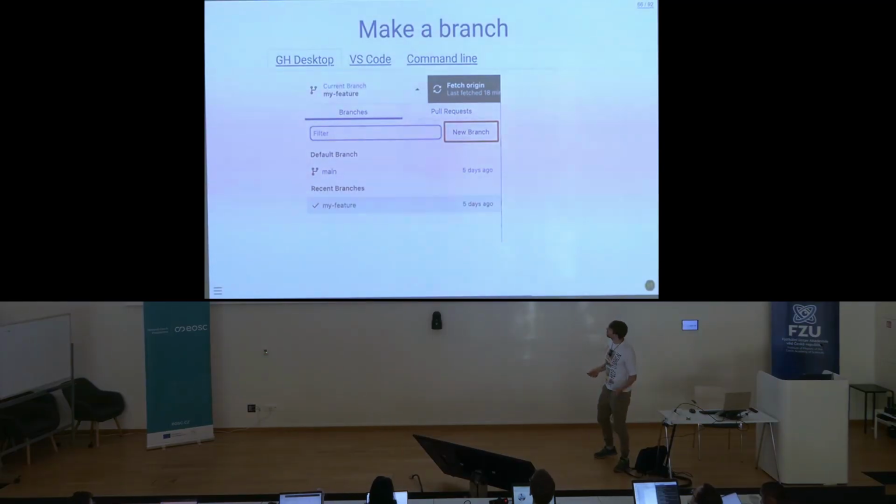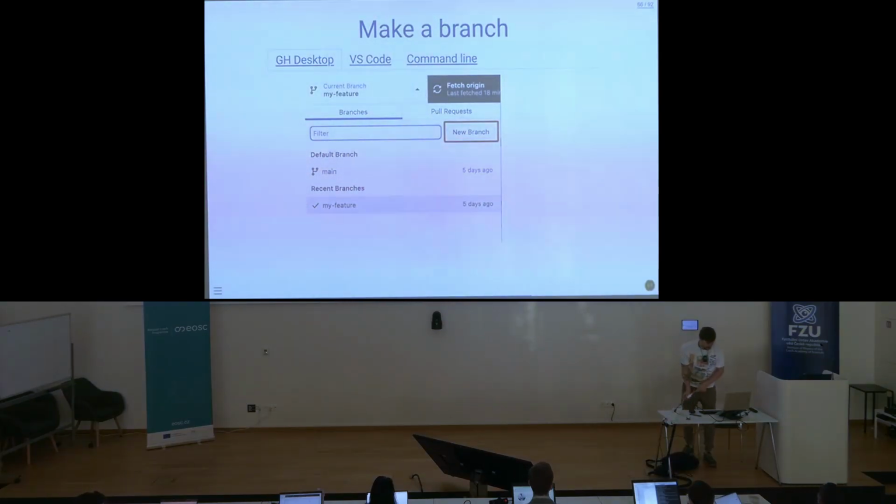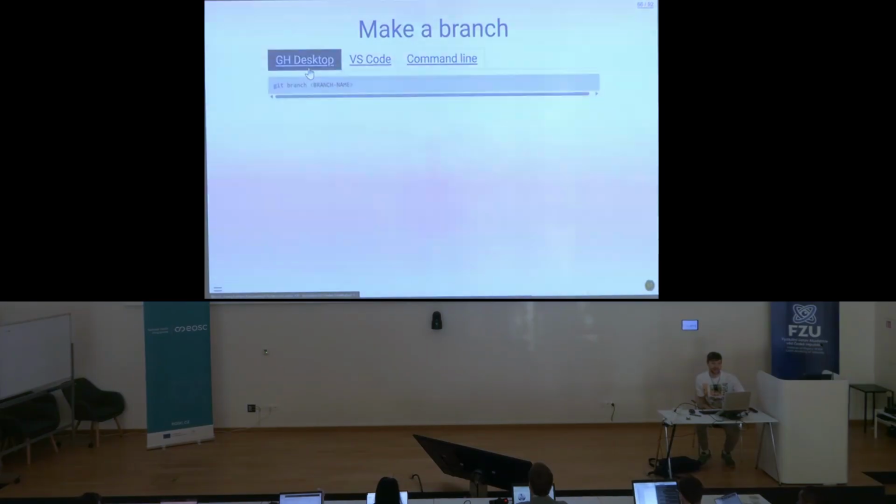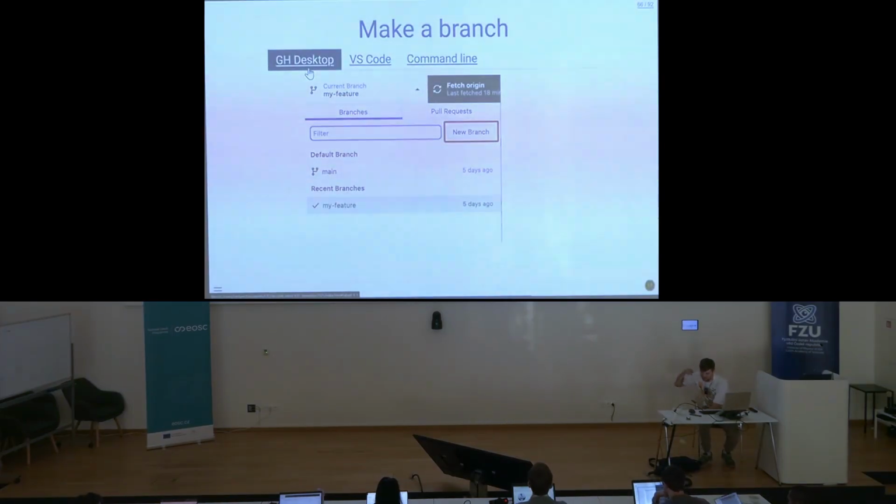So we need to make a new branch, which is a new reality, and I'll show it again here. Oh, I didn't fix my mouse. Okay. So you can see it in GitHub Desktop. There's a new button, new branch, which is very simple. In VS Code, again, Control-Shift-P, new branch. In command line, git branch and the name of the branch. I'll show how this is done. Hopefully my mouse will work. Maybe.